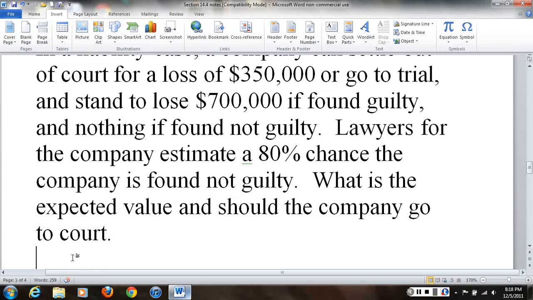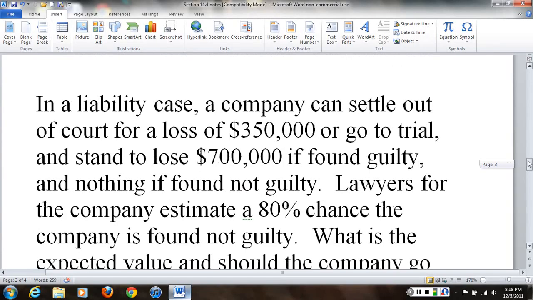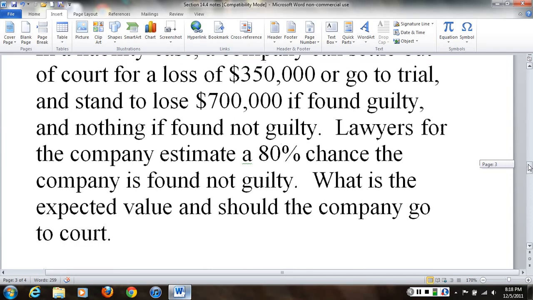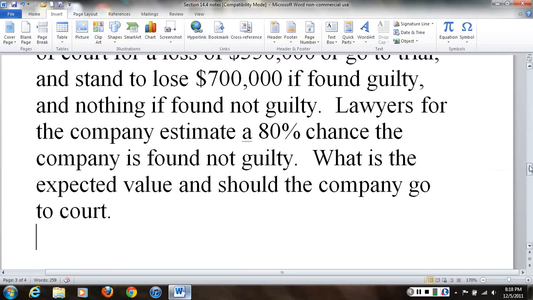So let's see. We're going to compare. We'll say if we plead guilty, we lose $350,000. So that's just a lump sum. That's just a sum to consider. That's what we're considering. We could lose $350,000 in one way, or we take our chances and go to the courts. Now let's check the expected value. If you're found not guilty, nothing happens. Lawyers say there's an 80% chance that happens.